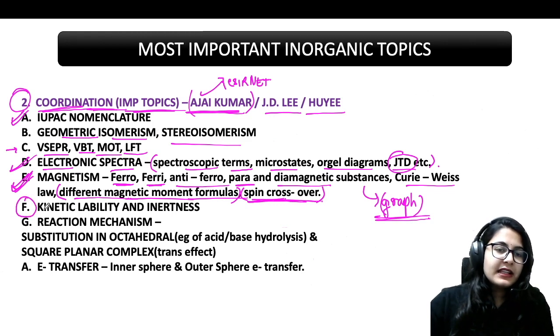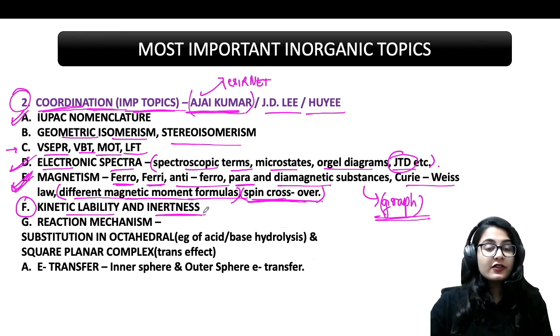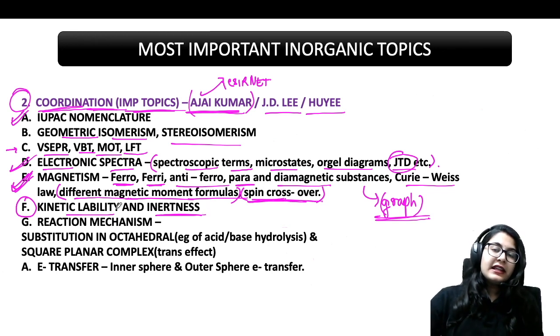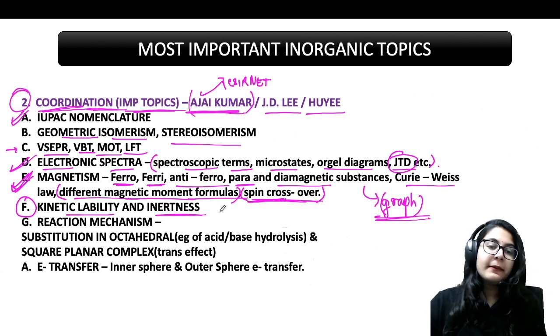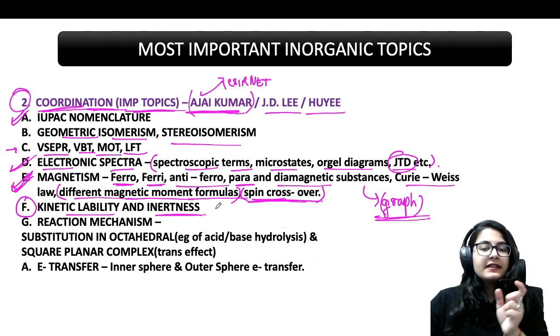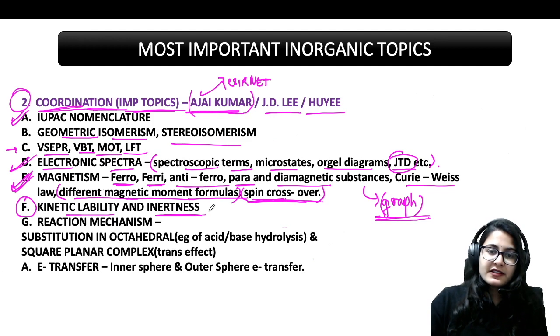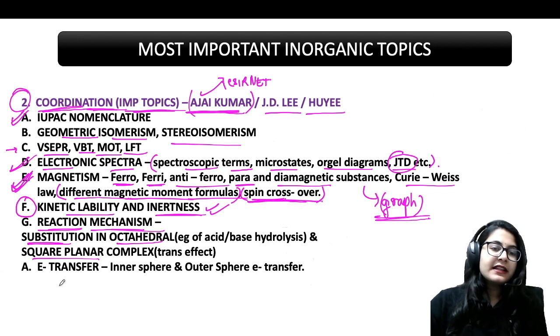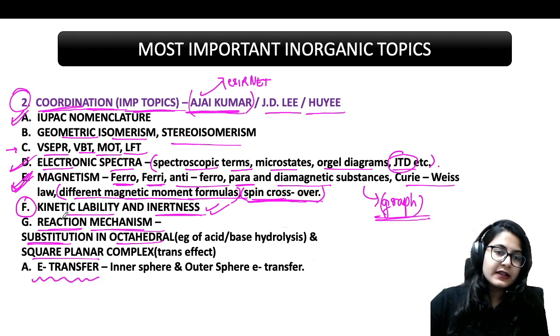फिर आता है kinetic lability and inertness. So basically, talking about this, kinetic lability is which complex is going to be labile and which complex is going to be inert, based on the CFSE or the LFSE theory that you have to revise 100%, super important. Then next is reaction mechanism. अब reaction mechanism में दो चीजें हैं, एक तो है your substitution in the octahedral complex and square planar complex, then there is electron transfer. So two things.